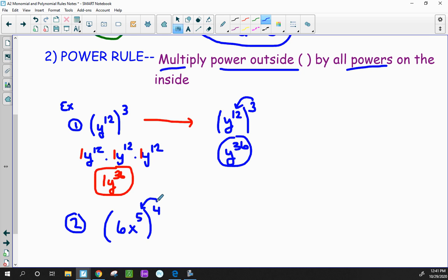And then this part is extremely important. It's a common mistake, so please listen closely. You also have to multiply the 4 times the power on the 6. And numbers have powers as well. If you don't see an exponent on a number, it is 1. 6 is the same thing as 6 to the 1st.